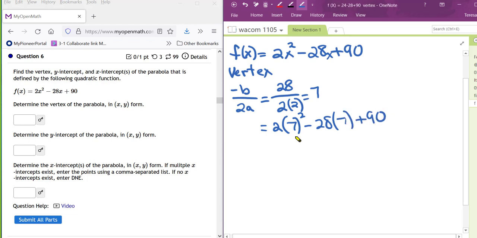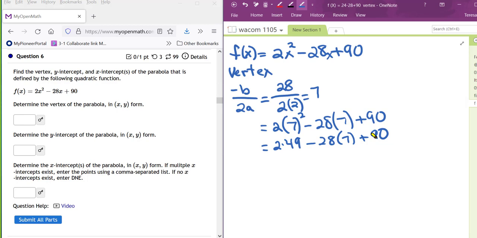And you have to be careful there. Watch order of operations. Exponents go before multiplication. So you have 2 times 49. And then we have to work all that out. I'm not going to pull the calculator up there. I'm going to work it real quick. 2 times 49 is 98, minus 28 times 7, 196, plus 90.